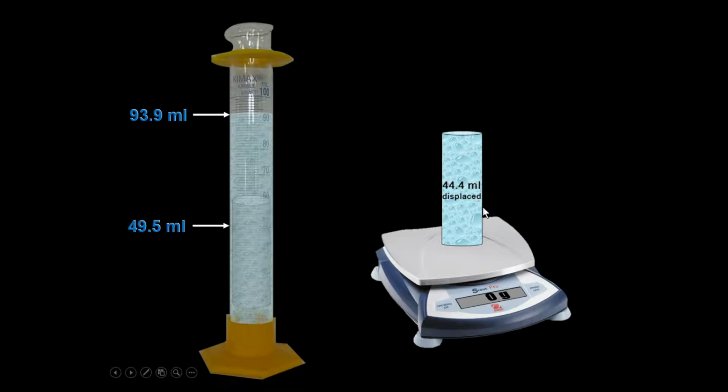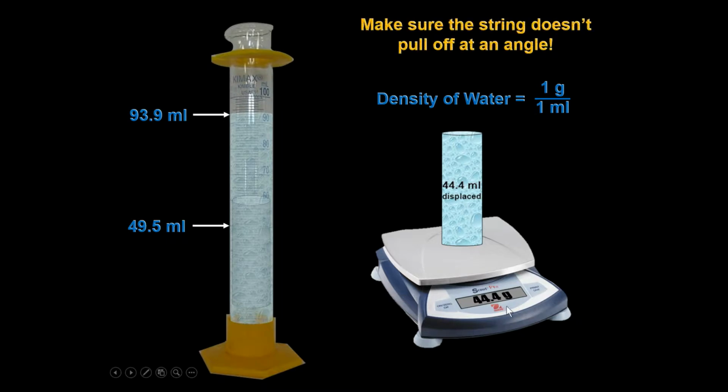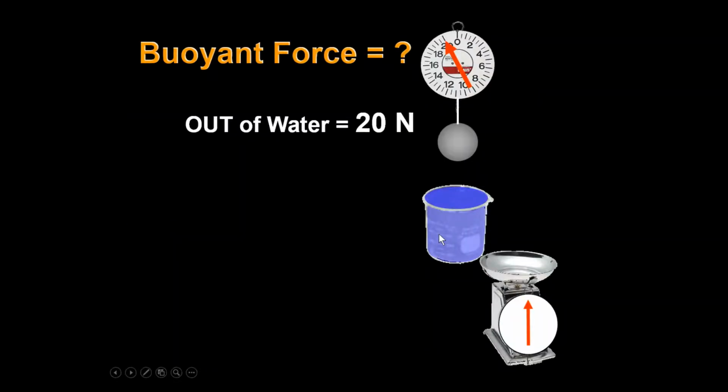Now, if we were to weigh that volume, if you remember the density of water, 1 milliliter of water has a mass of 1 gram, so 44.4 milliliters of water would have a mass of 44.4 grams. And if you remember from the previous slide, we measured the buoyant force, it was 44.4 grams, and the weight of the water displaced was the same thing. So it looks like the buoyant force, and here, don't miss this, this is it: the buoyant force equals the weight of the fluid displaced.